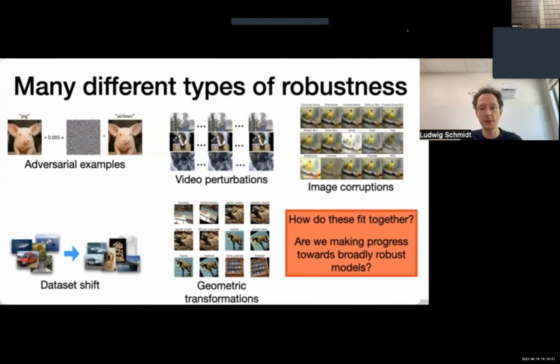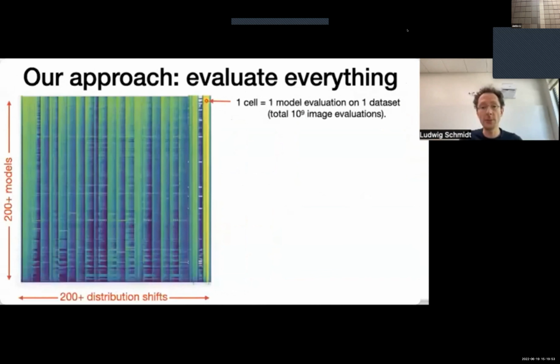Okay, in order to answer these questions, our approach was basically just to evaluate everything that was out there, both on the side of models and on the side of distribution shifts. We focused specifically on ImageNet because people had proposed many different models, robustness interventions, and many different distribution shifts for ImageNet. What you see here, as the core experimental object of study in this paper, is a big evaluation grid.